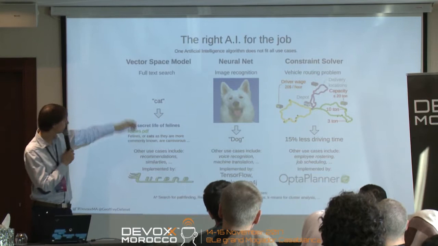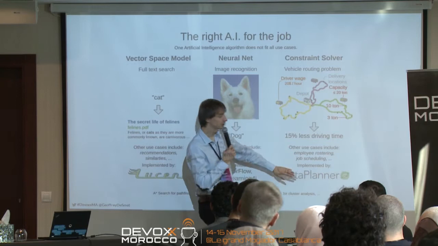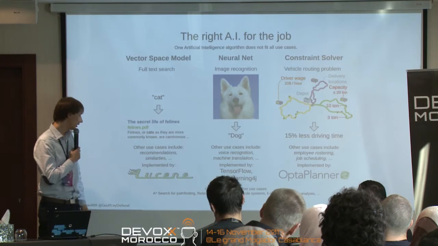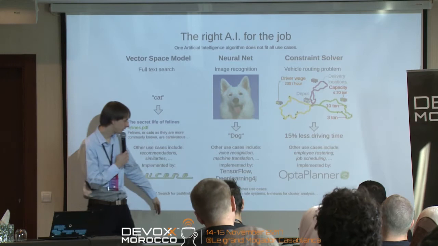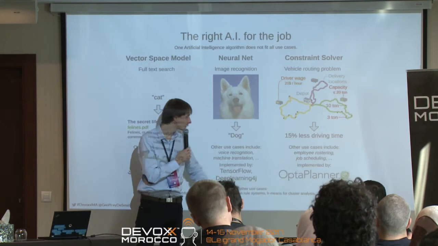So for example, here's a very nice implementation, of course Apache Lucene. Here you have TensorFlow and Deep Learning 4J, and of course here's OptaPlanner and a couple of others too. And this doesn't stop with these three, right? If you want to do, for example, pathfinding, look into A* search. For prediction rule systems, look into our rule engine, for example. If you do cluster analysis, things like k-means, and this doesn't stop.